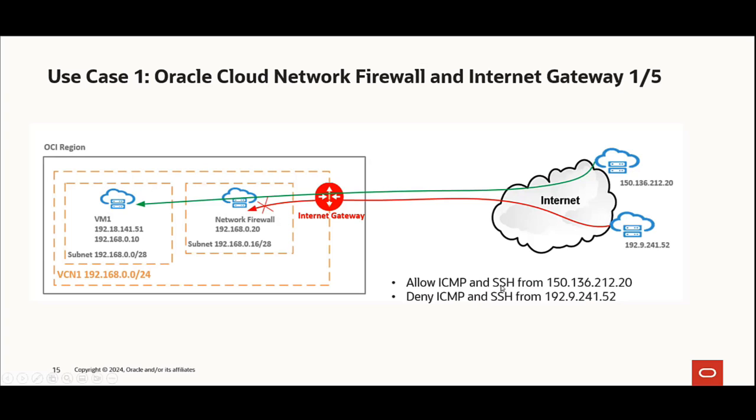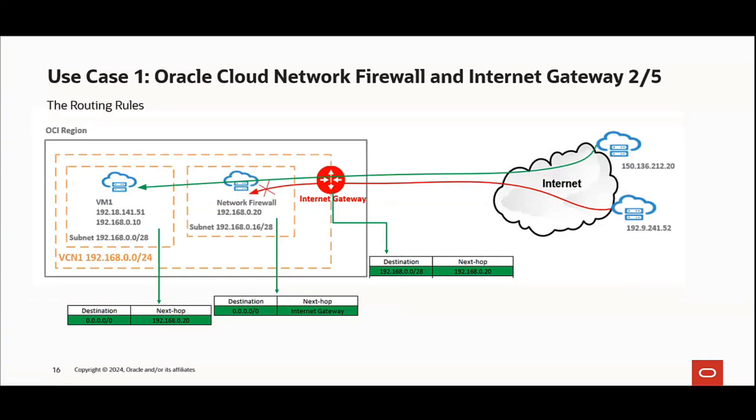First things first, we will need to integrate the network firewall in between and configure the correct routing. So instead of my traffic going directly from the internet nodes at 150 and 192 through the internet gateway and from the internet gateway directly to my virtual machine, we will insert the network firewall in between. And the network firewall has an IP address ending with 20.